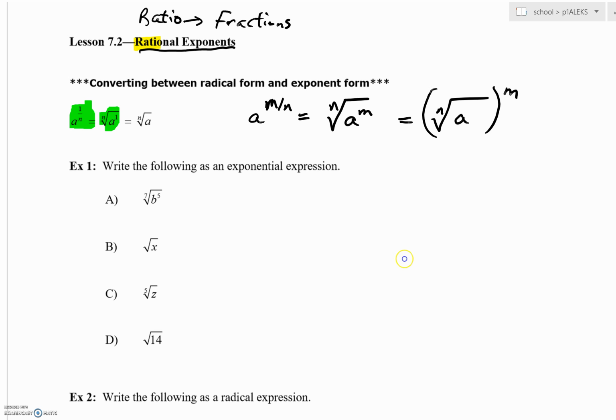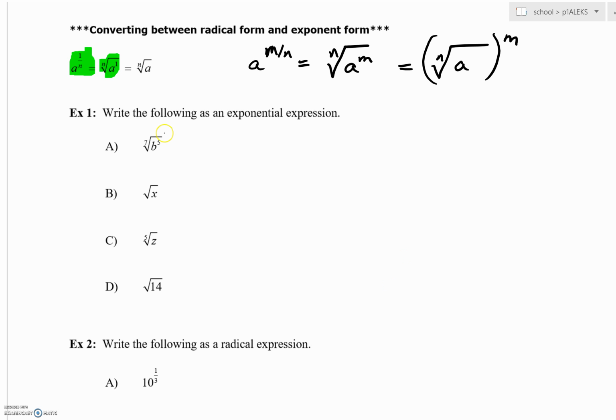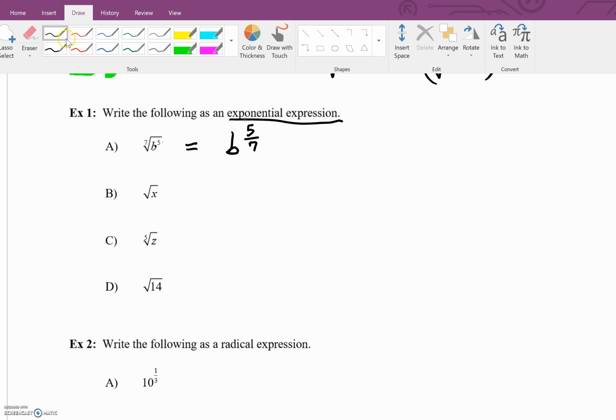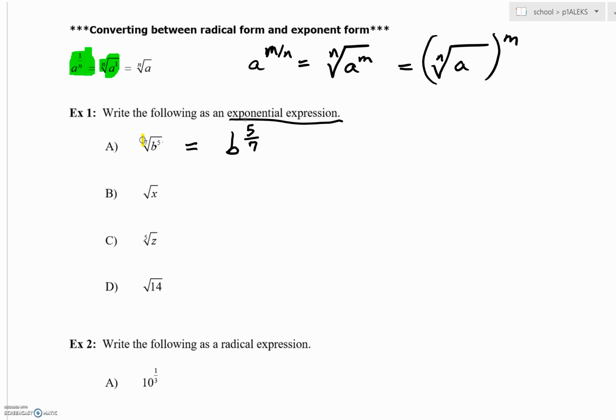So look, number one, super quick problems. Rewrite as an exponential expression. Well, you've got the 7th root here, so we're going to write b, and that 7th in the index is going to go in the denominator. You have b to the 5th, we're going to put the 5 up here. What you always want to remember is that that index is always going to be the denominator of your fractional exponent.